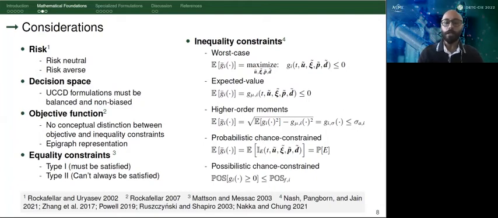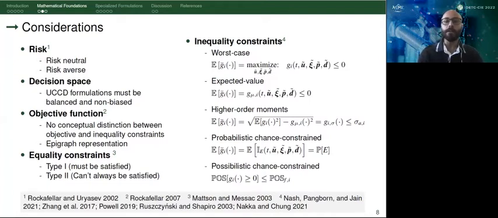In terms of the objective function, we have to remember that there is no conceptual distinction between the objective function and inequality constraints. In fact, the objective function can be transferred into the vector of inequality constraints through the introduction of a new variable, and we refer to that representation as the epigraph representation.